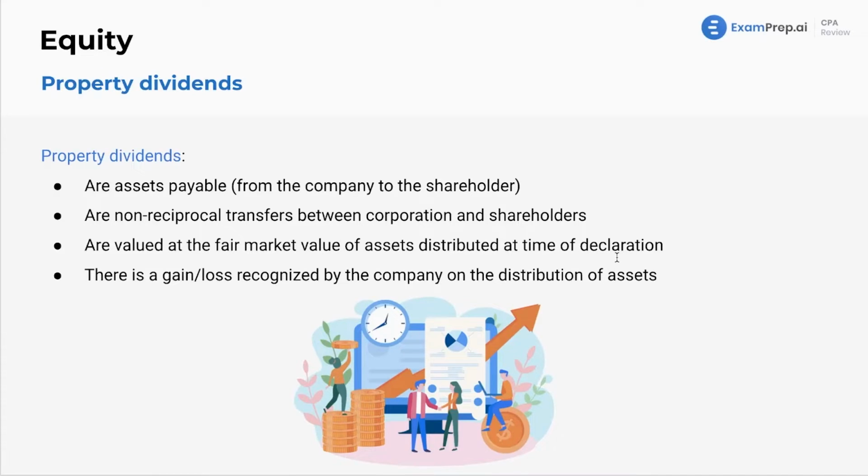So if the truck is worth $10,000 as it's being distributed as a dividend, then yes, the value of the dividend will be $10,000. And lastly, there is a gain or loss recognized by the company on the distribution of the assets, just like if we go back to our PP&E section. When you get rid of an asset by selling it or disposing of it, there's a gain or a loss to be recognized.